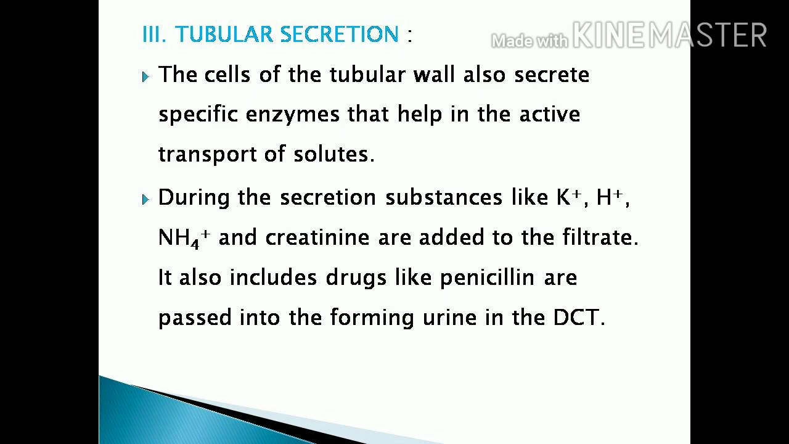So whatever medicine we take, after killing the germs, it will come out from our body. How will it come out? It will join the urine, and in the form of urine it will come out from our body. So that is tubular secretion.